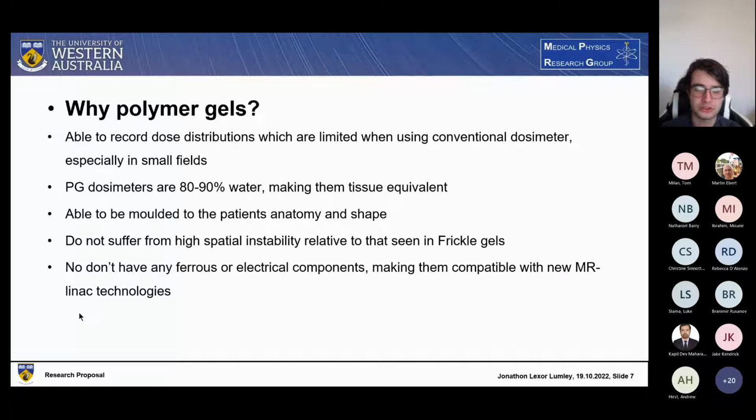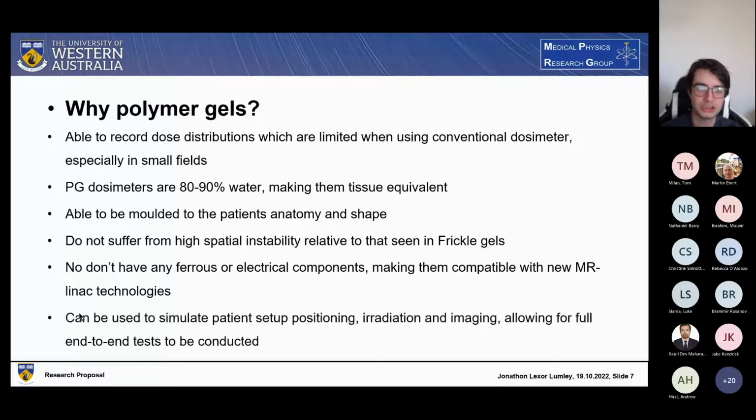And finally, since we can use the dosimeters to simulate patient setup, irradiation, and imaging, we can use them to do full end-to-end testing on equipment, which would be very beneficial. So we can see that PG dosimeters offer quite unique benefits, which could be exploited if implemented in a clinical setting. And this is what leads to my project.